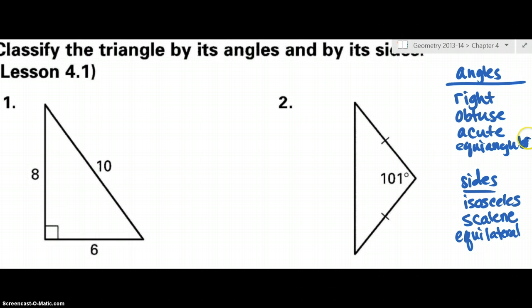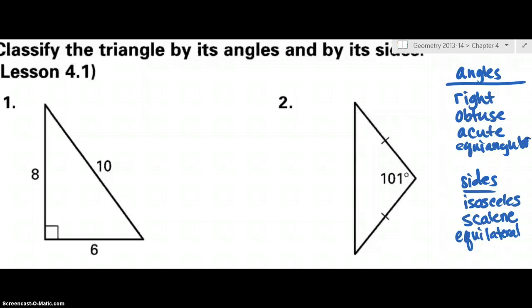Okay, so if it is a right triangle, that means that it has one right angle or a 90-degree angle. If it's obtuse, it has one obtuse angle. If it's acute, it has all three angles acute. It has to be all three, no other options. And equiangular, what does that mean? All three angles are equal, okay?